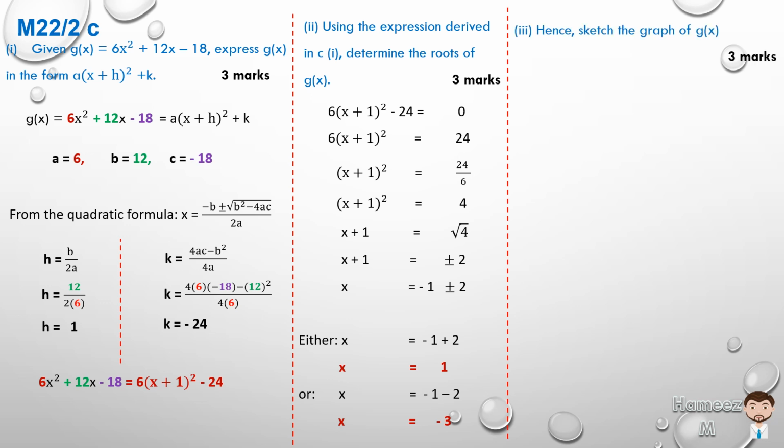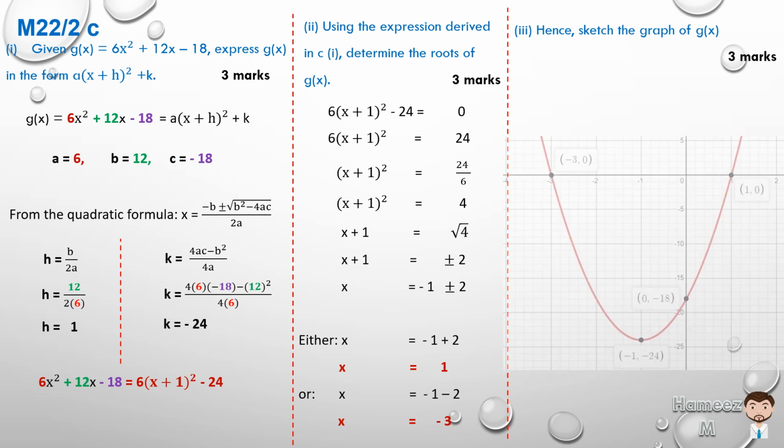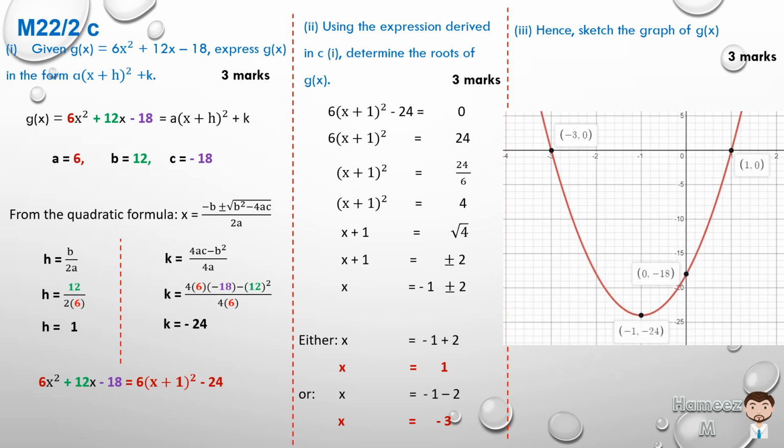Hence, sketch a graph of the function g of x. And we know a couple things. We know the roots are at 1 and minus 3. That's where the graph is cutting the x-axis. And we know if you look at the original equation in part 1, a is equal to 6, meaning it's positive. So it's a U-shaped graph having a minimum value. And we know it is cutting the y-axis at minus 18.